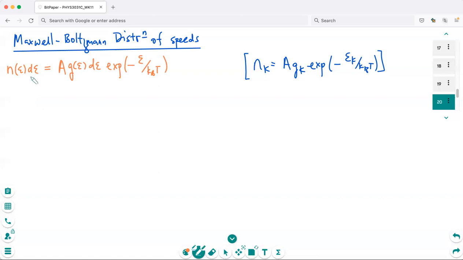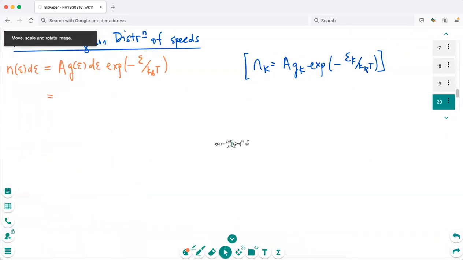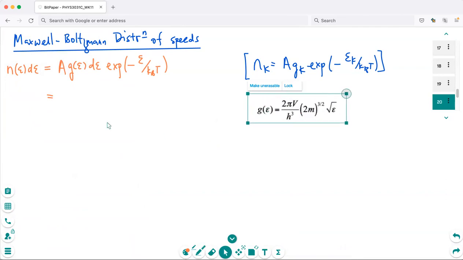And if you have this dE on the right hand side, you have it on the left hand side, and that tells you the number within an interval dE. Okay, so that might not be that difficult. You probably remember all this. One thing you may not remember is this. So this you don't remember, fine, you derive it or you can look it up. Okay, and then you plug this in.